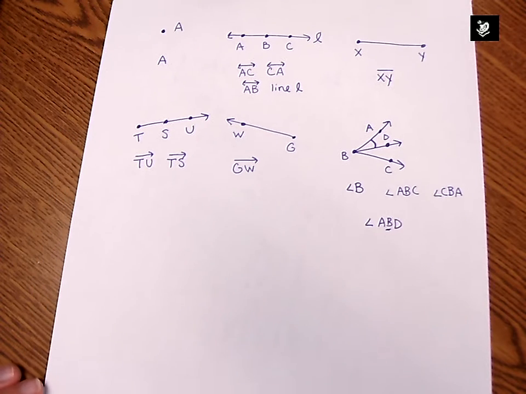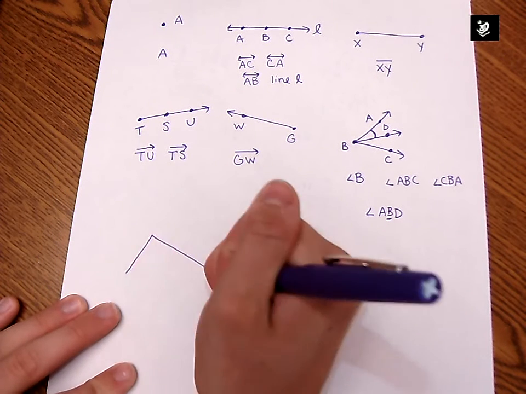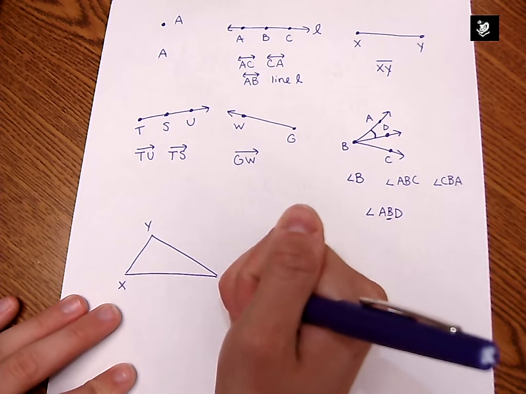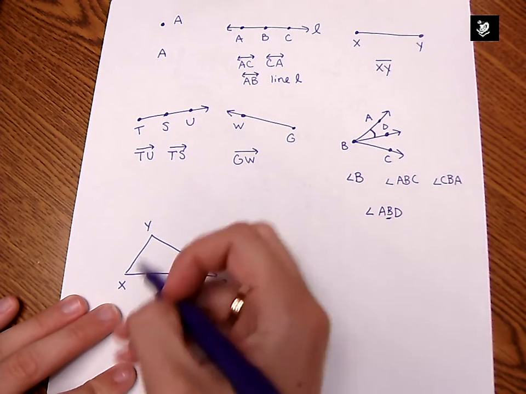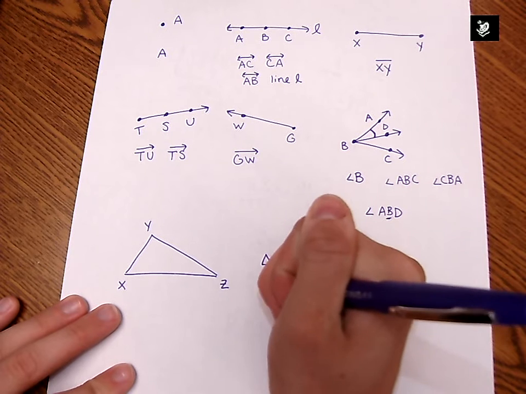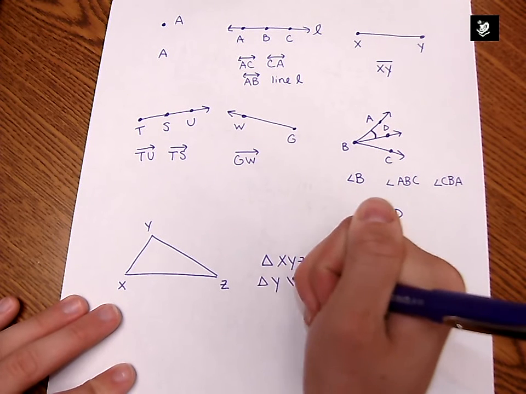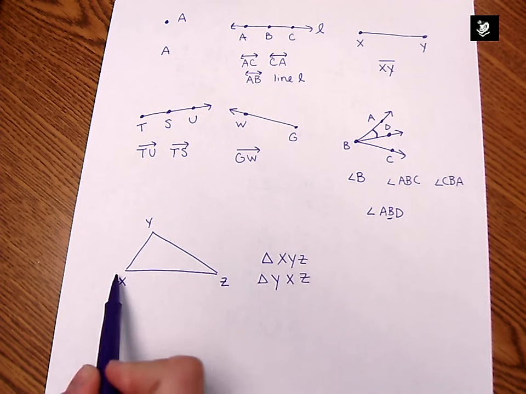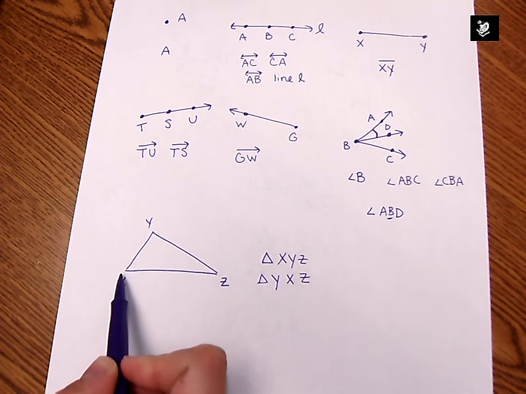And then the last thing that we talked about were triangles. So just remember, for a triangle, we just put a triangle symbol, and then you can pick the order of the letters. So you could do X, Y, Z. You could do Y, X, Z. Order doesn't matter. And there are, again, three segments or sides and three angles.